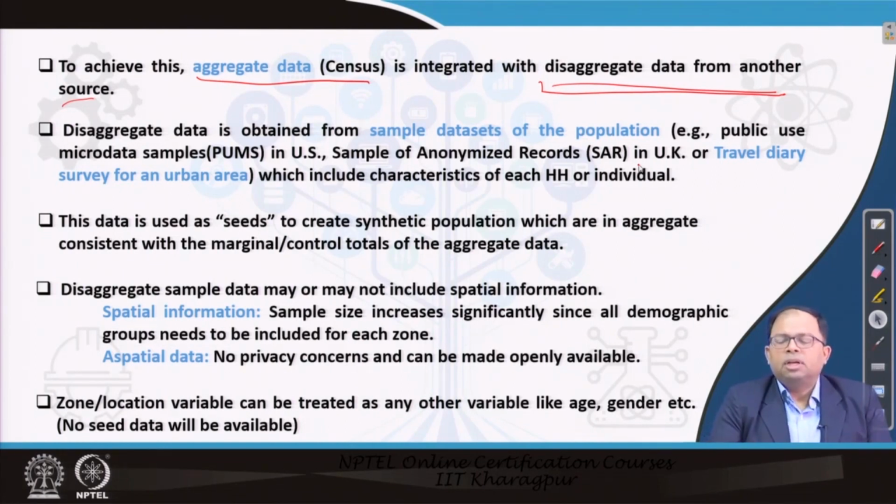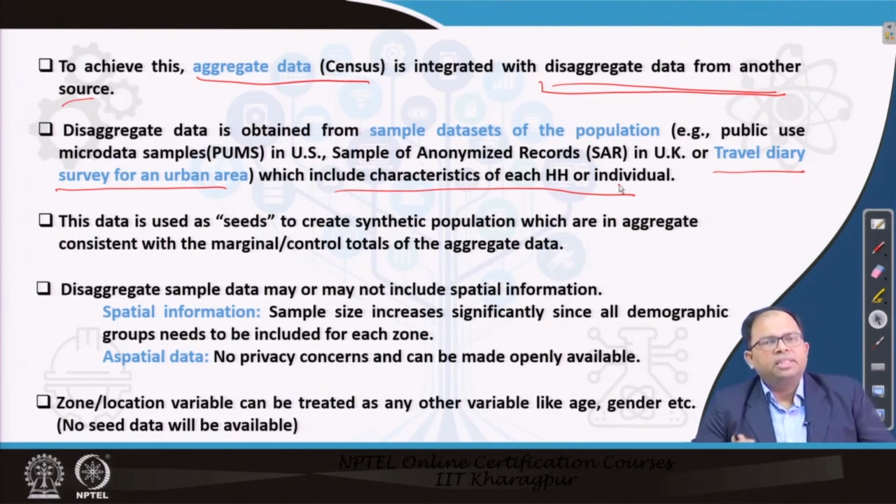These are available data sets, but in our country we don't have this kind of data sets. Instead, in our country, whenever a land use transportation model is developed for an urban area, we collect data from a large sample of individuals, probably covering around 1% or even 2%, in the form of a travel diary survey for an urban area, and this could act as the disaggregate sample data set in our case. This includes both individual as well as household characteristics of that particular area.